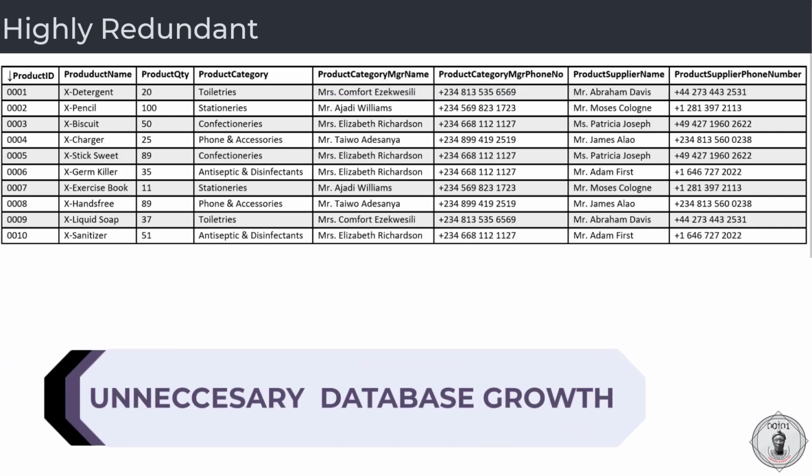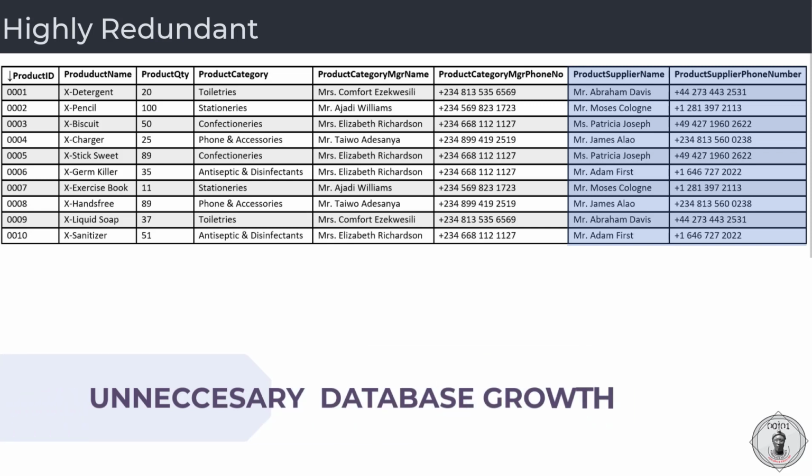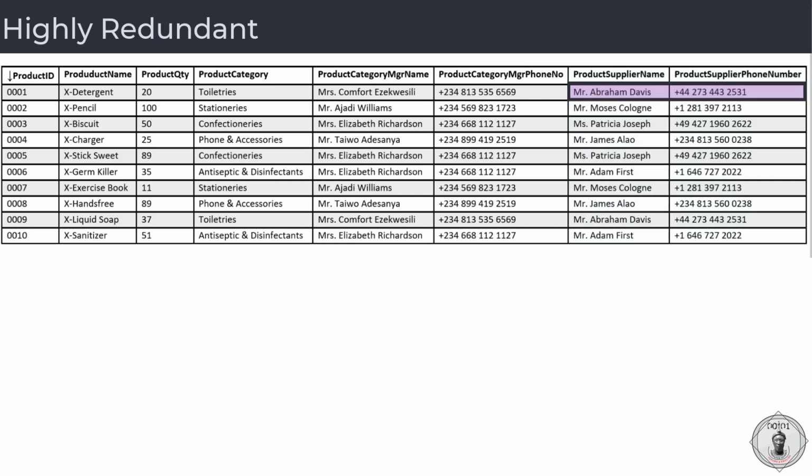Likewise, the supplier name is stored alongside the supplier phone number. And if you look at it, this supplier can supply more than one item, just like we've seen here. There are some suppliers that supply more than a particular item. For instance, this X detergent is supplied by this Mr. Abraham Davis, and we have X pencil by a Mr. Moses Cologne, and we have some other items.